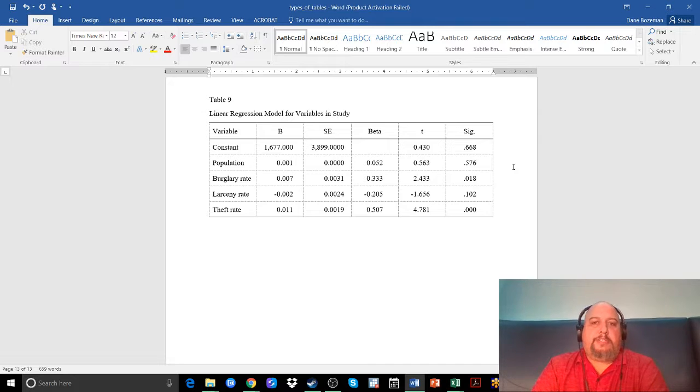We build these tables to help us support the conclusion that we've reached, that we're going to present in discussion. I've said it once and I'll keep saying it. Statistics doesn't prove the story that we're trying to tell. It supports the story. And that's what these tables are for.